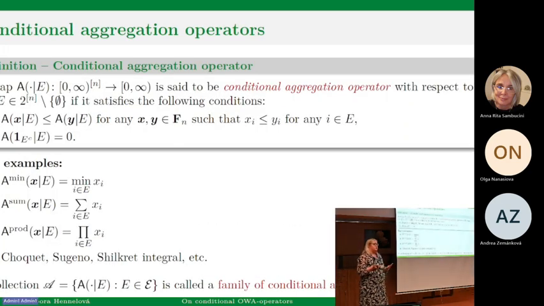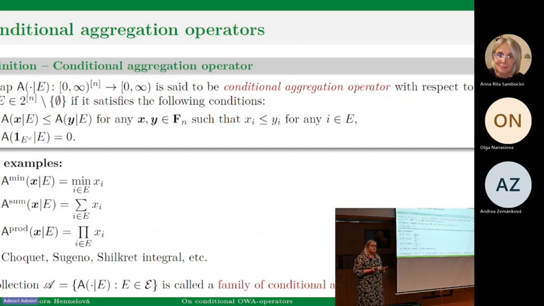To define the new class of OVA operators, we need three components. The first component is the conditional aggregation operator. A conditional aggregation operator is a map which satisfies the following conditions. The first condition expresses the monotonicity of the conditional aggregation operator only on the conditional set.